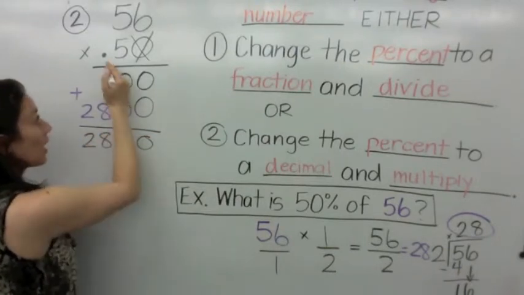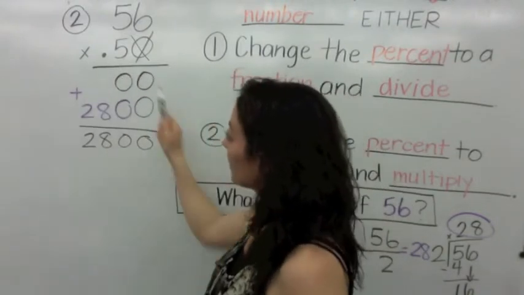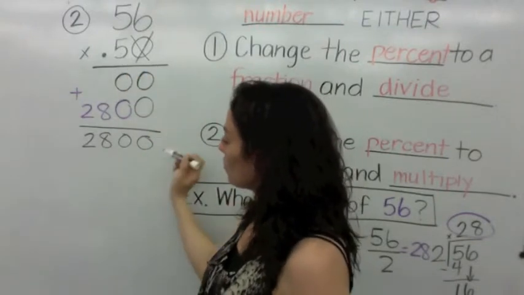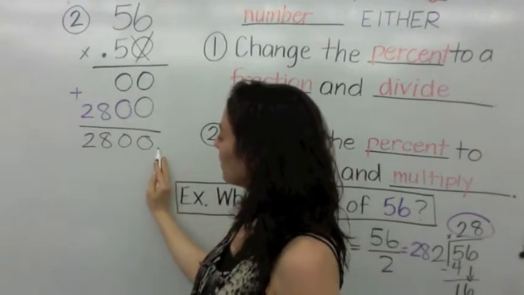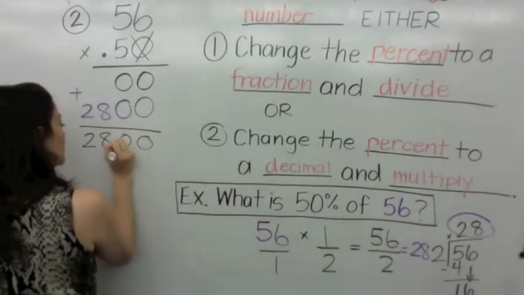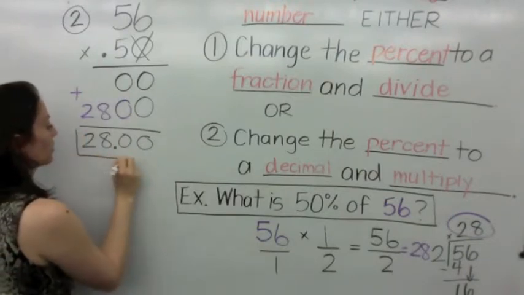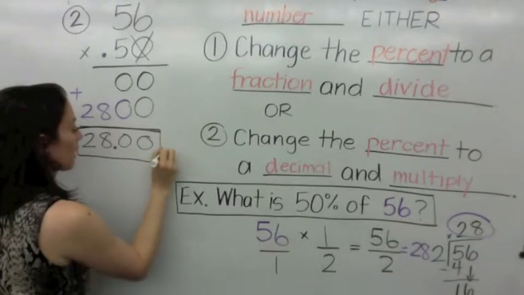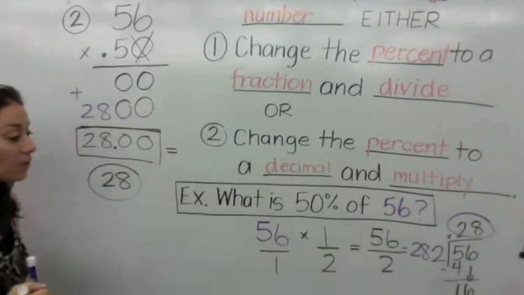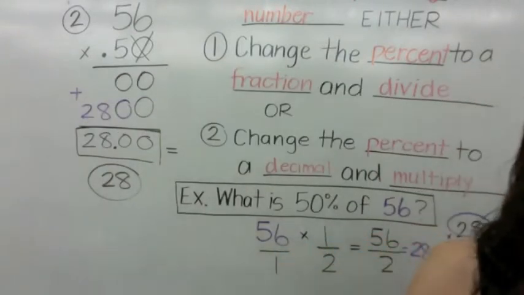0082. And when you're multiplying by a decimal, very, very simple. You ask yourself, how many places are after the decimal? 1, 2. So you start right over here, and you count back 1, 2. Now, this says that the answer is 28, right? 28 with a decimal. Okay, that also equals 28. So either way, you have that half of 56 is 28. Go ahead and get that down.